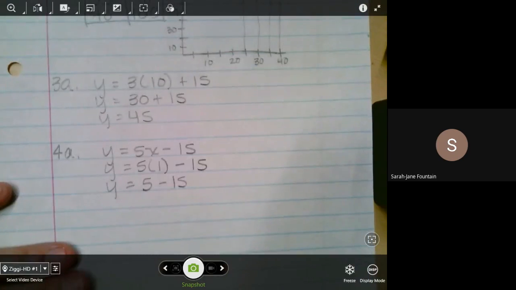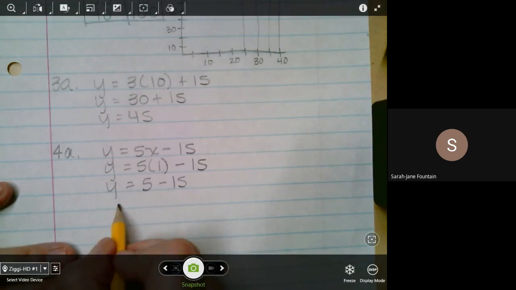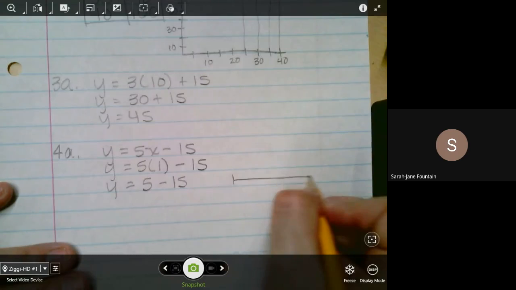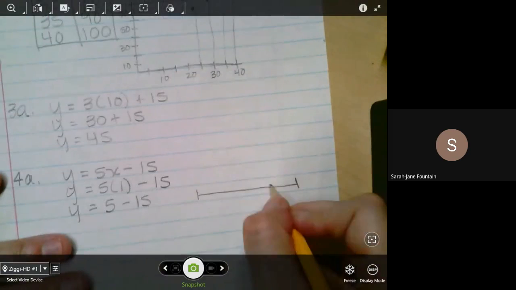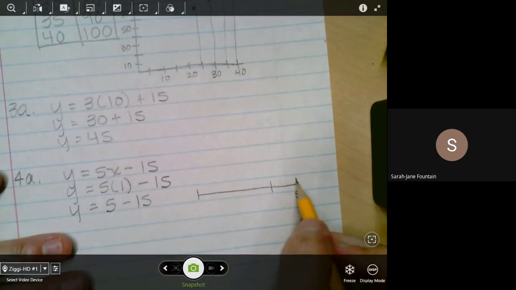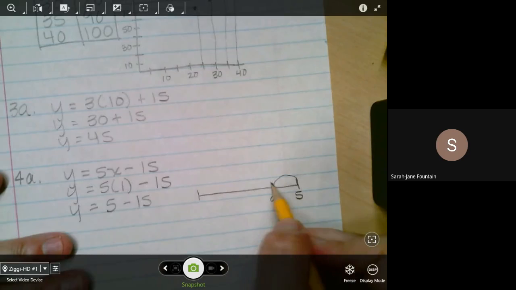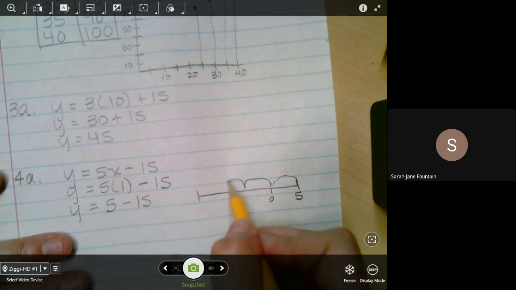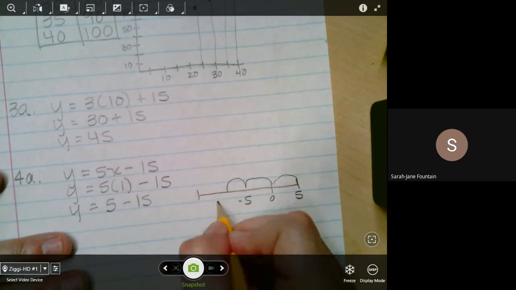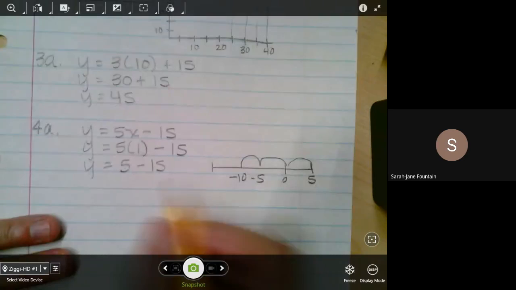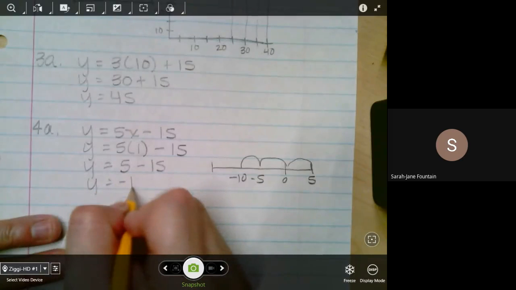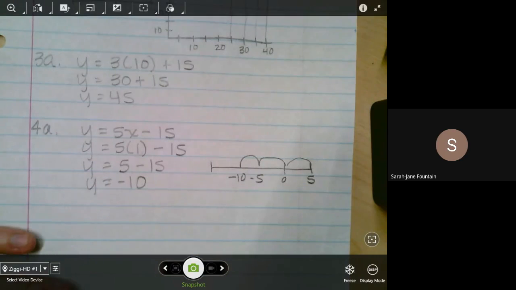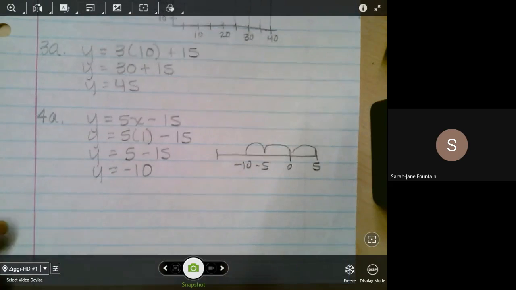Now, if I have 5 minus 15, I have 5 until I get to 0. So I go 5 and I get to 0. Now I'm going to go 10, 15. So minus 5, minus 10. Y equals negative 10. Okay. Number 10.